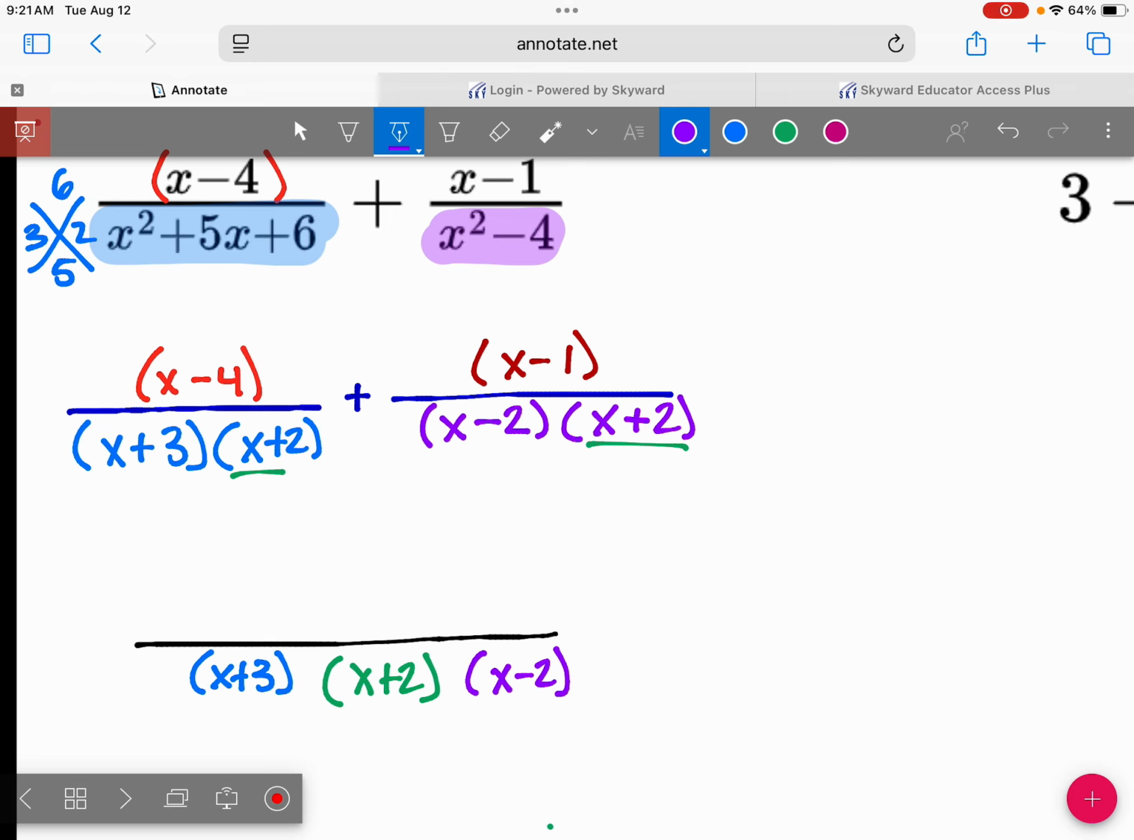So what do I need to multiply this fraction by? What is this one missing? The x minus 2. So we're going to multiply this one by x minus 2 over x minus 2. What do we need to multiply this one by?